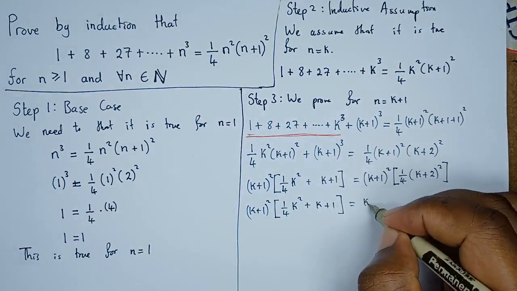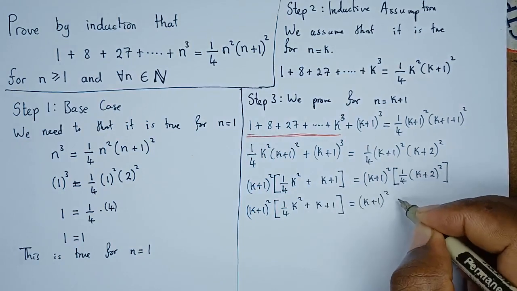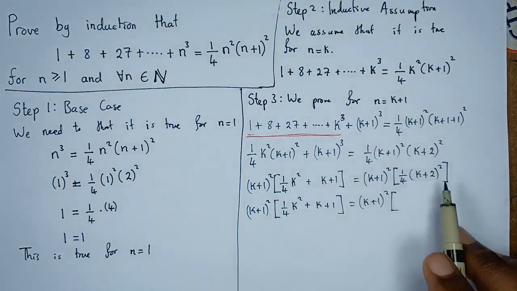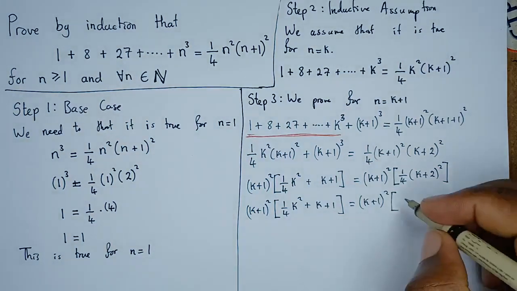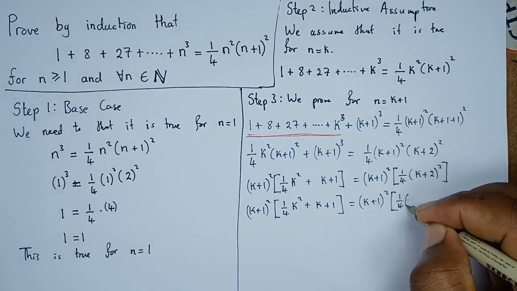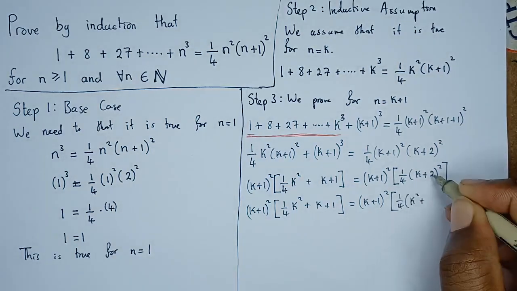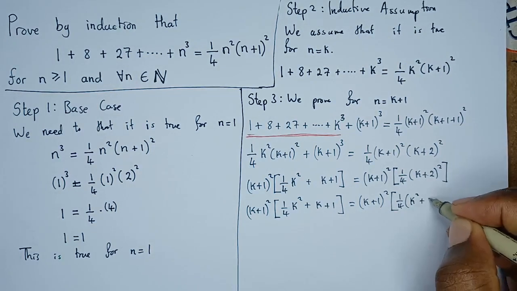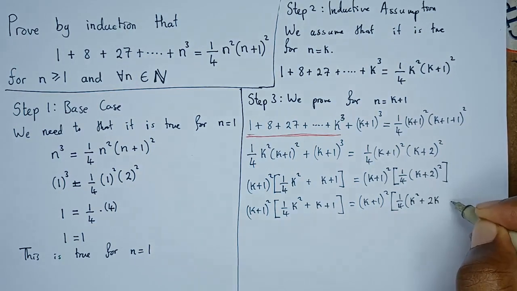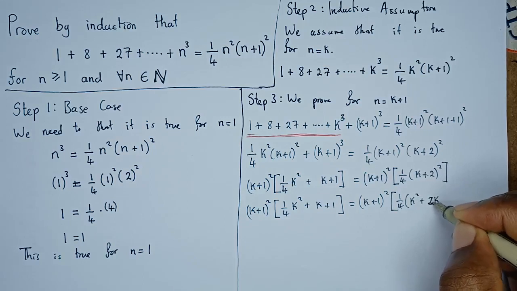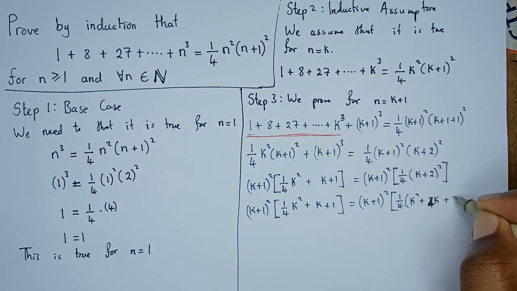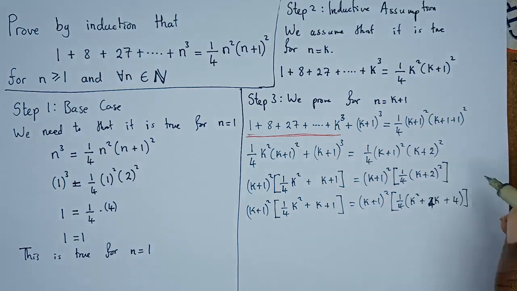This is equal to k plus 1 squared. So what do we have in the bracket? If we expand what we have here, we're going to get 1 over 4, open bracket, k squared plus, if this multiplies by itself, we'll get 2k, not 2k, but 4k rather. So 4k, then plus 4, like that.